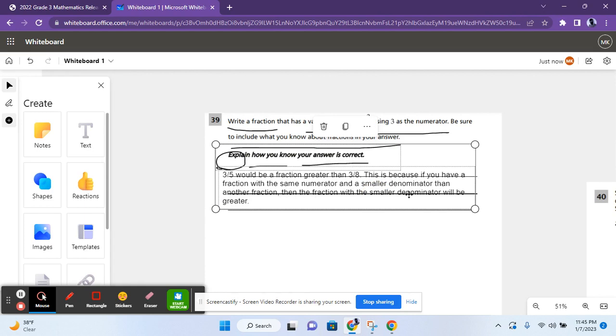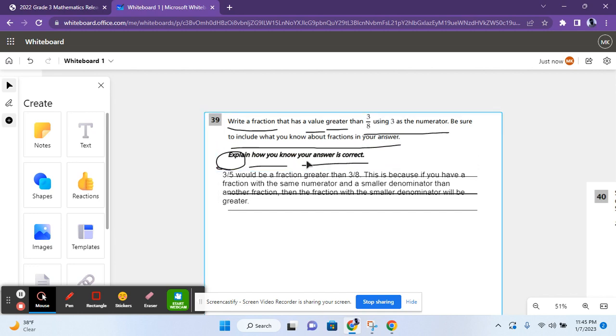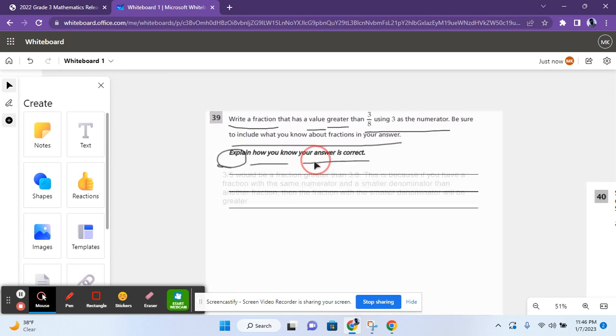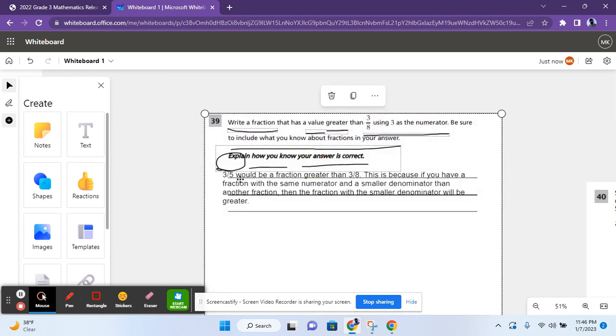The fraction with the smaller denominator will be greater, because 3/5 has a smaller denominator than 3/8, so 3/5 is bigger. Really sorry for that bad explanation, but that's basically it. It basically comes down to this: a fraction with a smaller denominator than the other fraction would be greater than the other fraction if it has the same numerator.